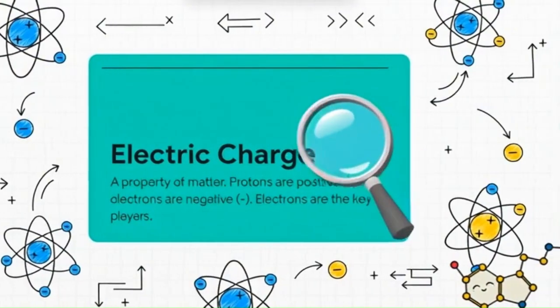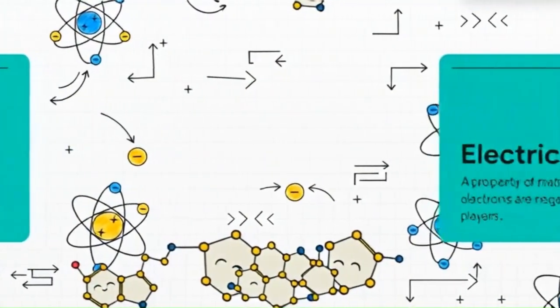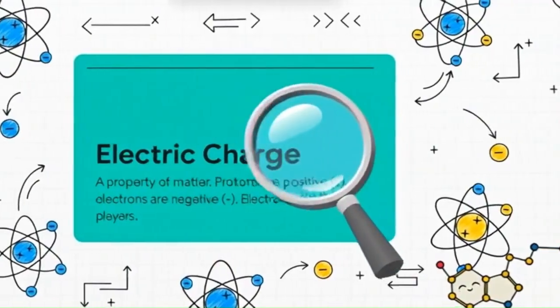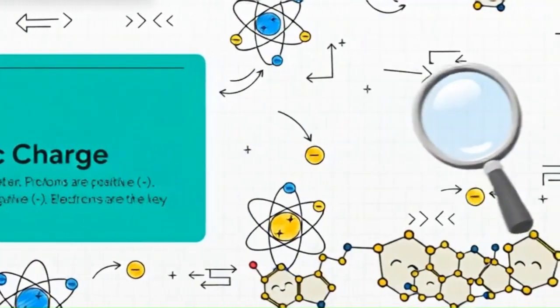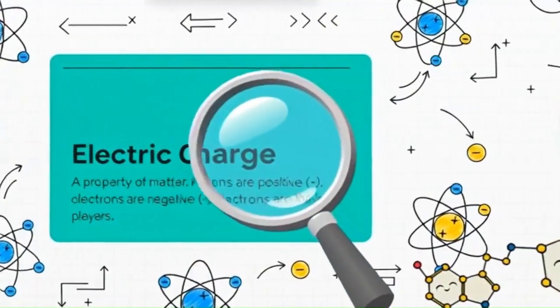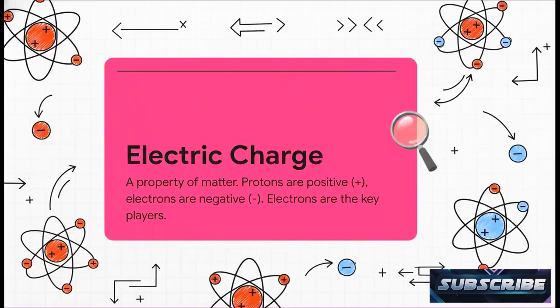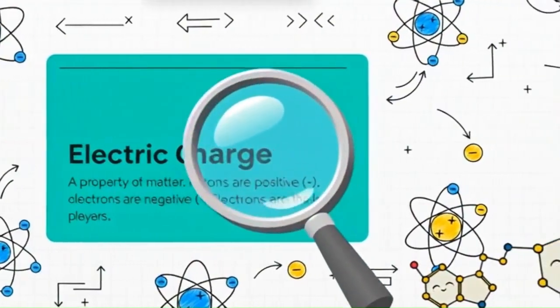So deep inside every single atom, you've got these particles with charge. Protons are positive and electrons are negative. But here's the crucial difference. The protons are locked deep in the center of the atom. They aren't going anywhere. The electrons, though, they're buzzing around on the outside. And in certain materials, they're free to just jump ship. And that freedom to move, well, that's everything.